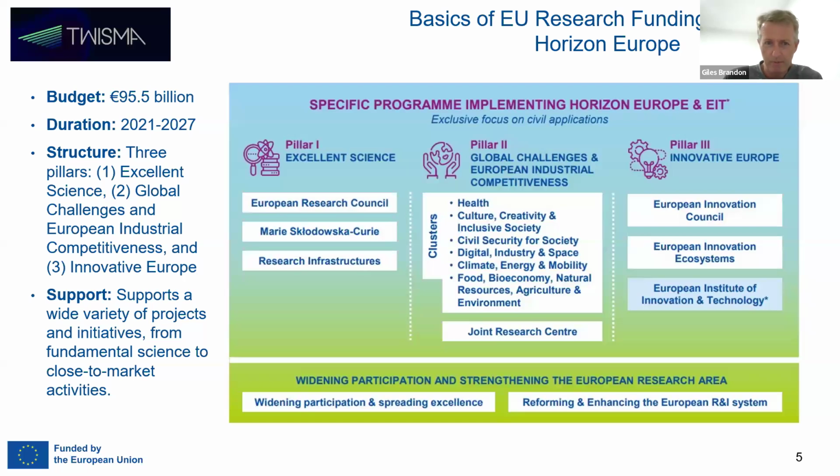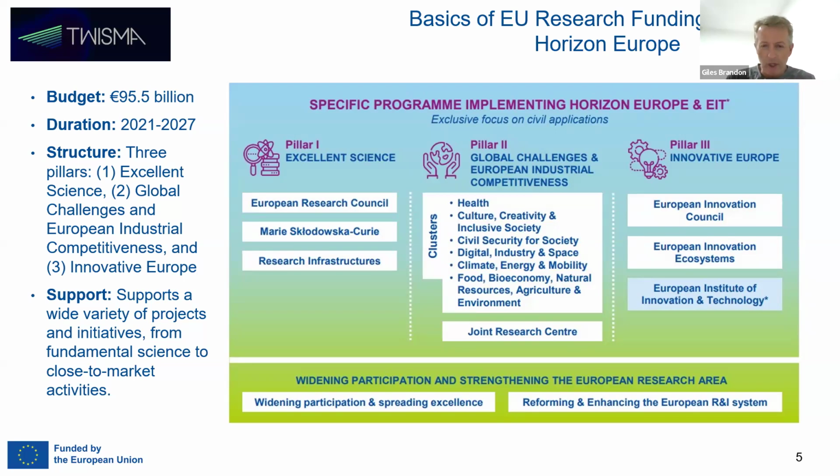Anyhow, with the current one that we're right in the middle of, as you'll see from the figure, it has this structure of three pillars. Pillar one, excellent science. Pillar two, global challenges. Pillar three, innovative Europe. And then running at the bottom horizontally, you have widening participation and strengthening the European research area.